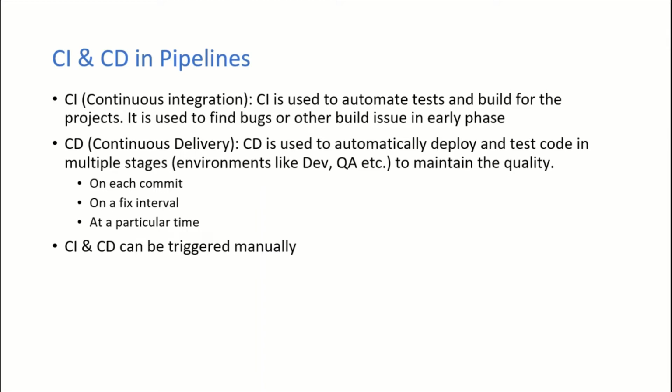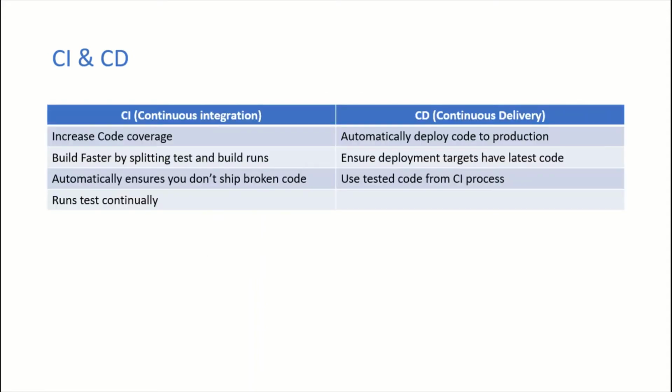Whatever code we have integrated and built, we can automatically deploy it in multiple environments like dev and QA. In the CD process, on each commit, we can automate the deployment of code, or we can configure it at a fixed interval or at a particular time. So basically, CI and CD are integrated with each other and work side by side to deploy. We can also trigger both processes manually as per the user's requirement.